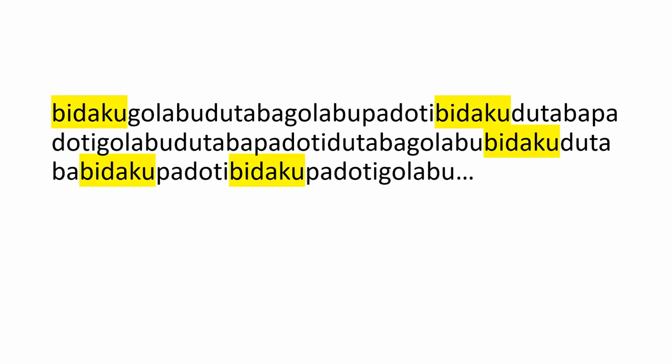Bid, for instance, is always followed by aku. Bid aku always goes together. But what comes after aku? Sometimes it's goal, sometimes it's dut, again dut, sometimes it's pad, again we see a pad. But it's not consistent. So that means bid and aku are a word. And there's a break after that.